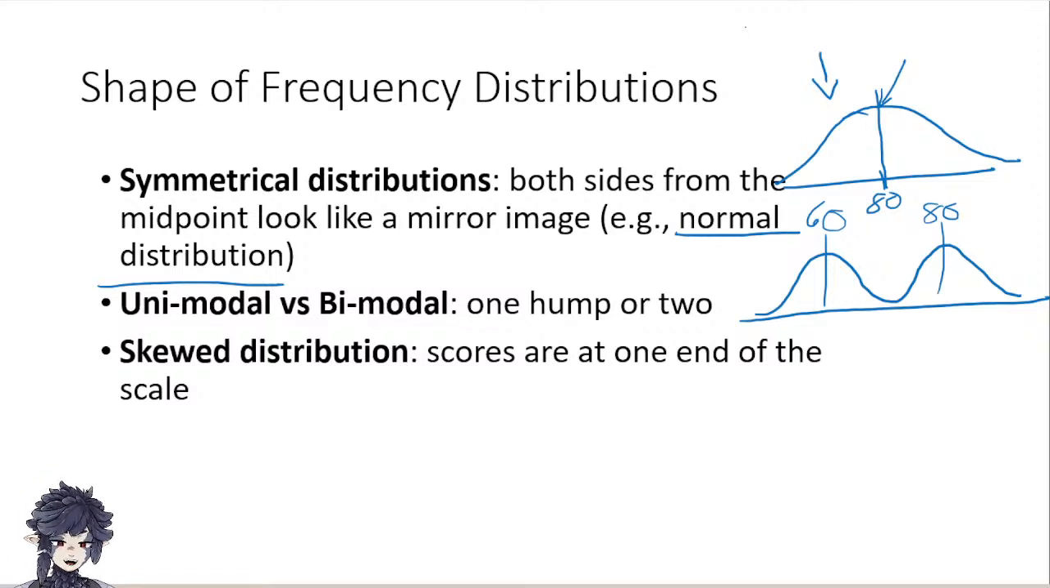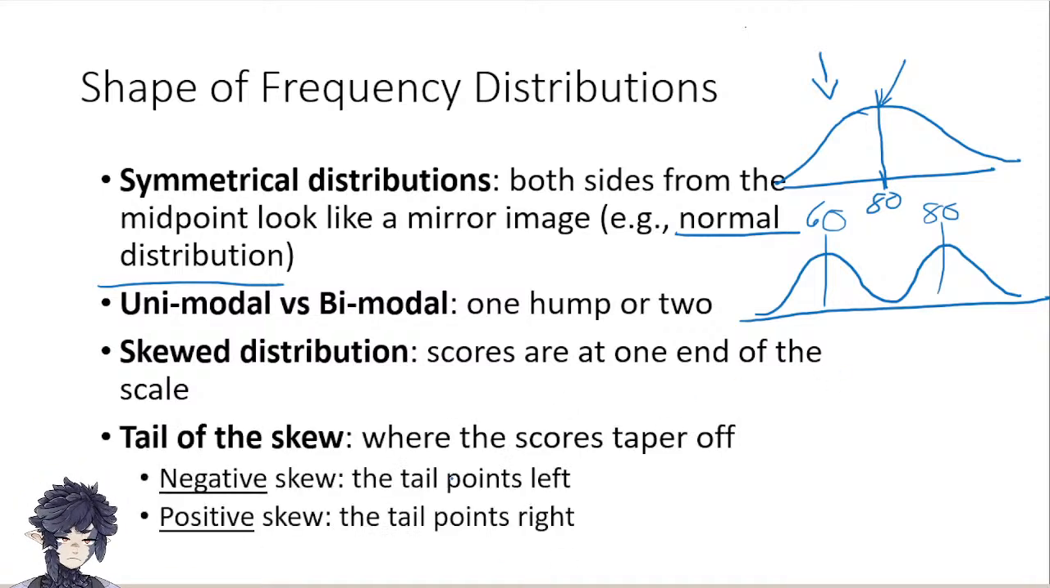We also have skewed distributions. This means most of the scores are at one end of the scale. And there's two different types of skew, talking sort of generally. There's a negative skew.